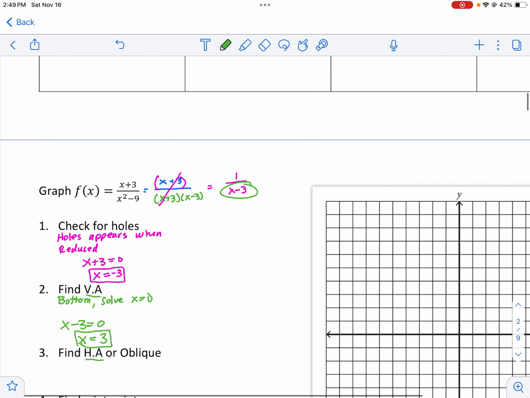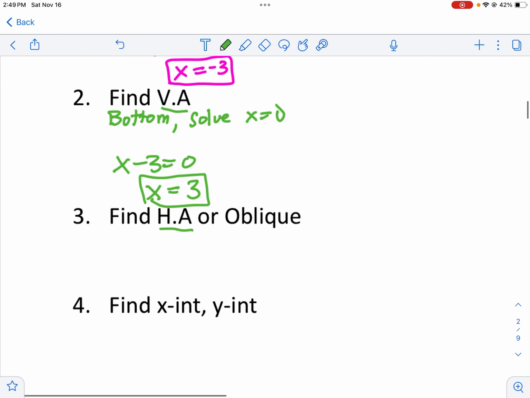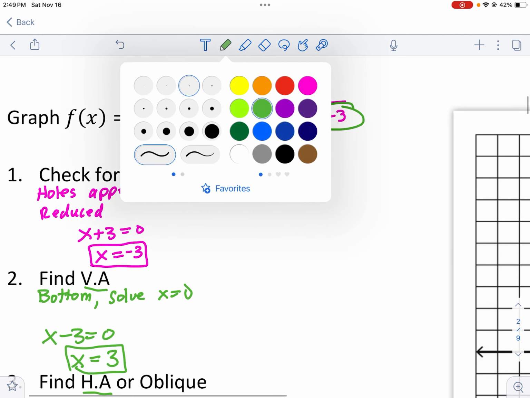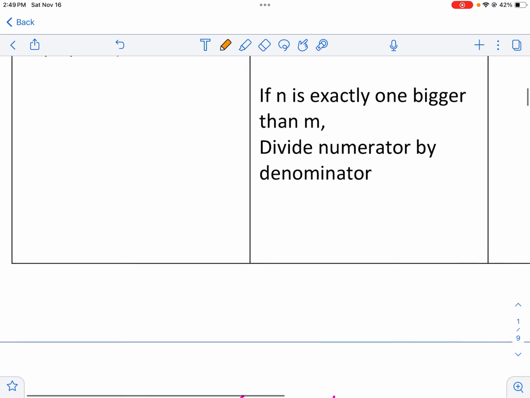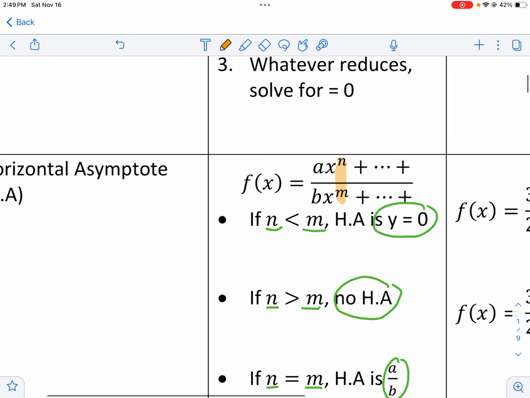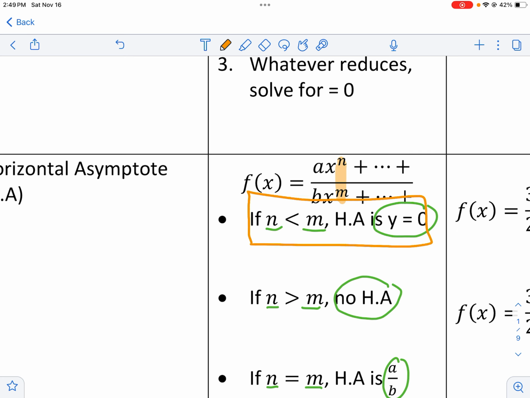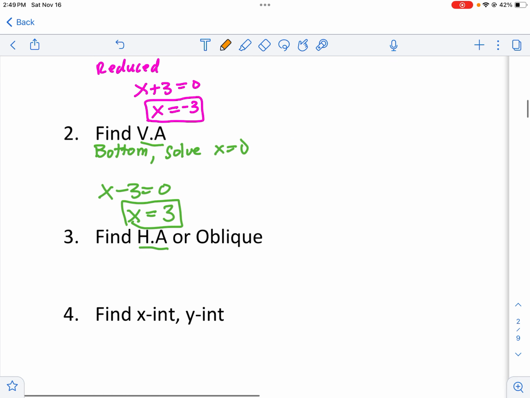Okay, so let's go back. If I look at my exponents, on the top I have an exponent of 1. On the bottom I have an exponent of 2. So that means the bottom is bigger than the top. My horizontal asymptote is y equals 0.